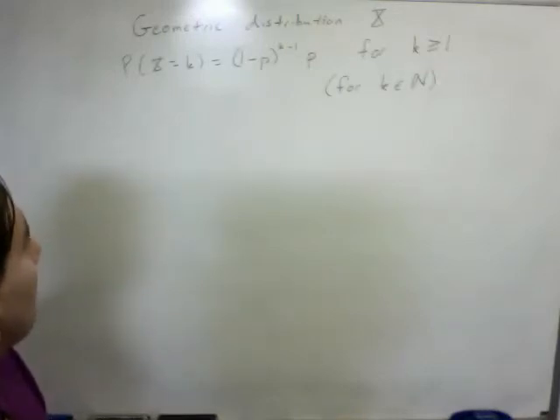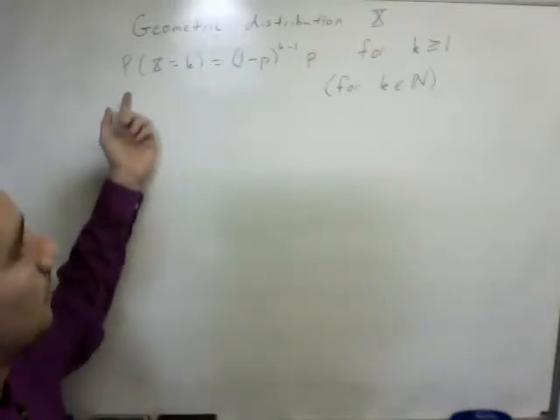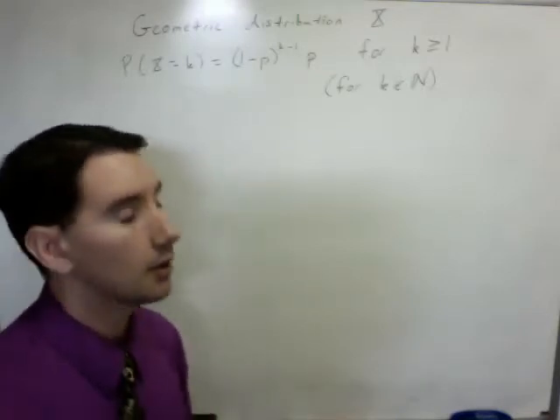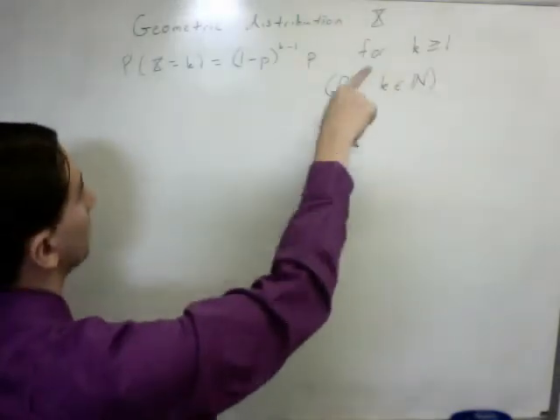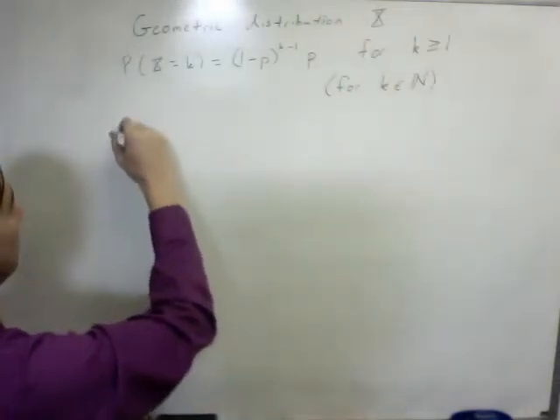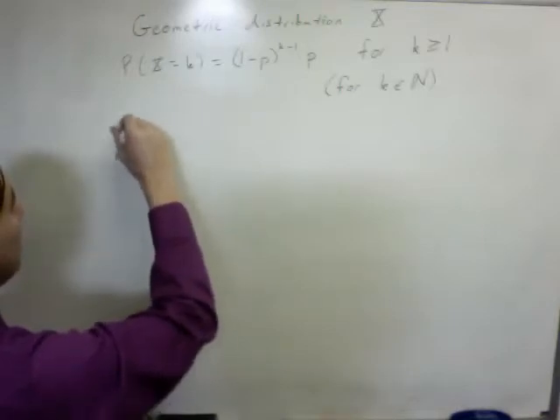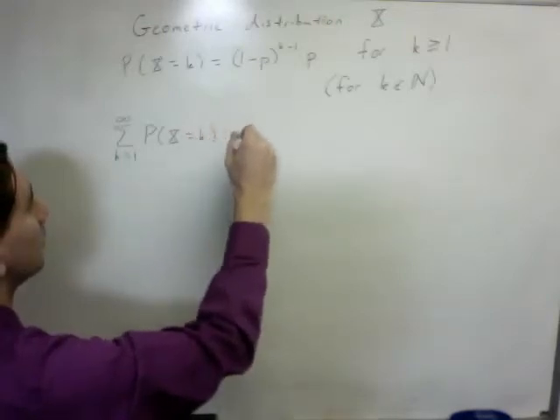Okay, so one thing we know about random variables is, well, for probabilities anyway, the probability of the whole space has to be 1. So if x is going to take on the values from 1 to infinity, then we should have that the sum from k equals 1 to infinity of the probability that x equals k is equal to 1.